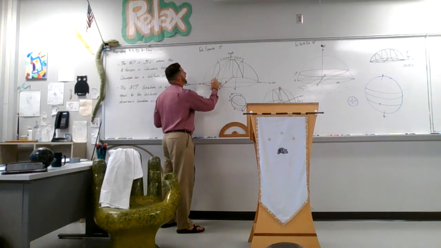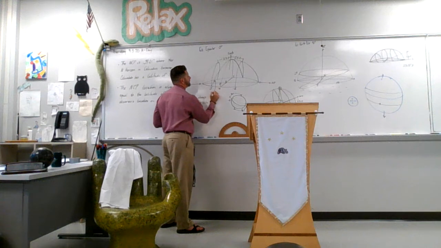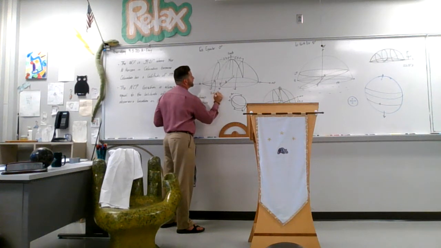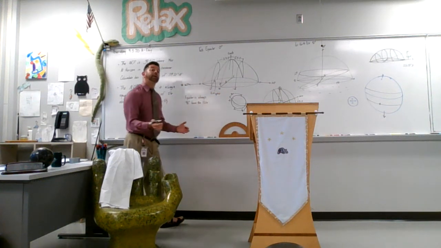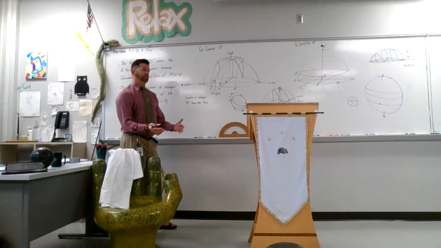Now this line we added in because there was some question about it. This again is the ecliptic, or the plane of the solar system, or the apparent path of the sun through the year from Earth's position.